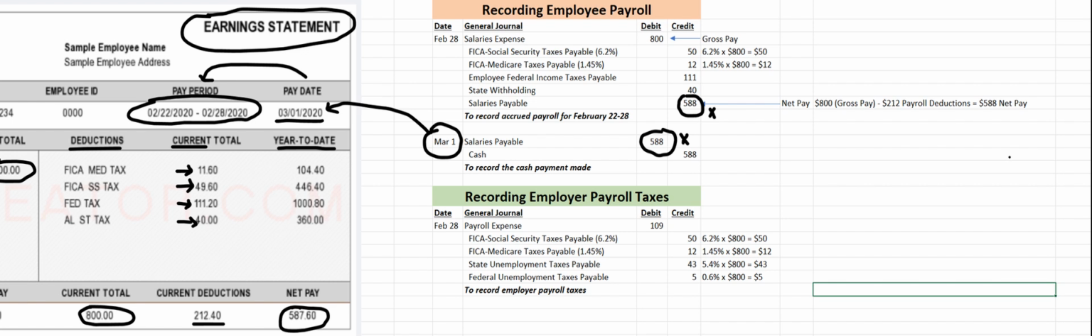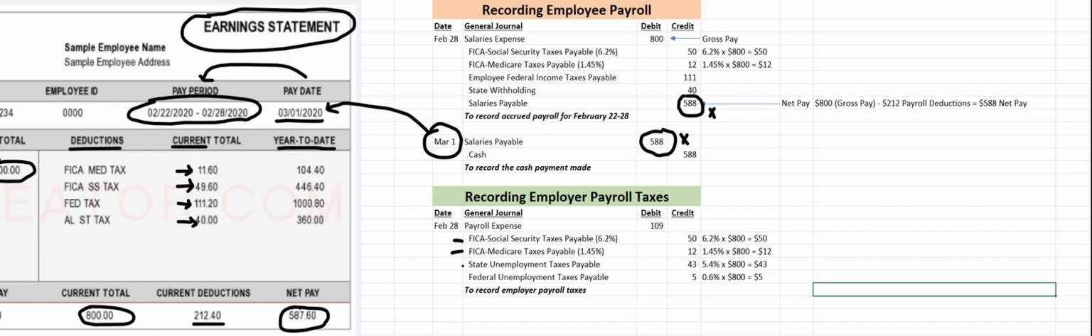So that's the employee payroll side. Now the employer has to do something on their end. As you can see here, right below employee payroll, we have employer payroll taxes, and the employer also has to record the other half of the FICA taxes. So 6.2% of $800 and 1.45% of $800. That's the other half that needs to be recorded. The employee has half of it withheld from their paycheck, and the employer needs to also pay the other half on their end.